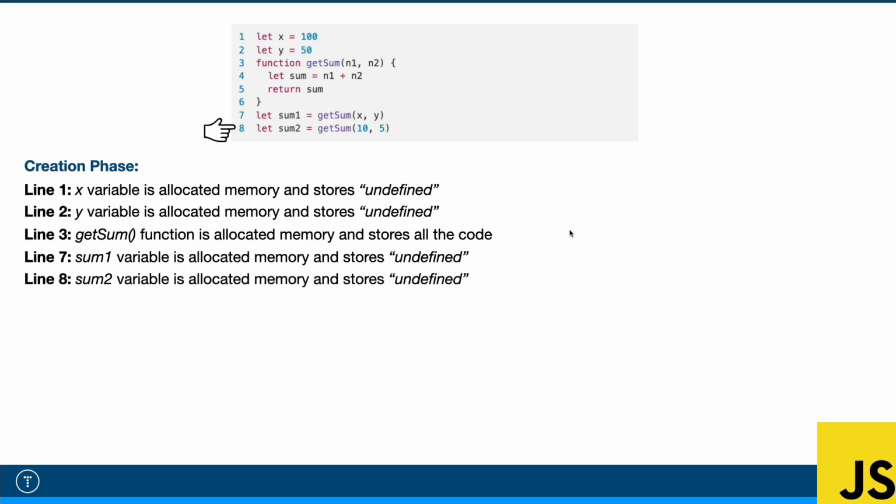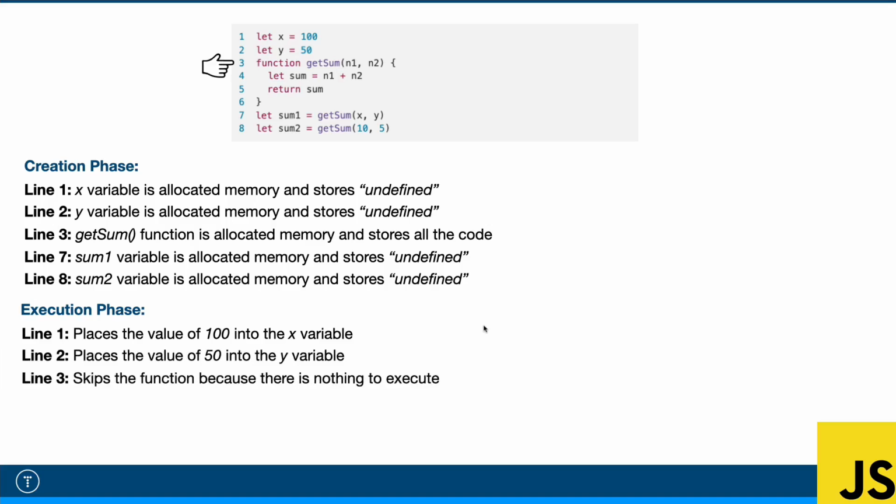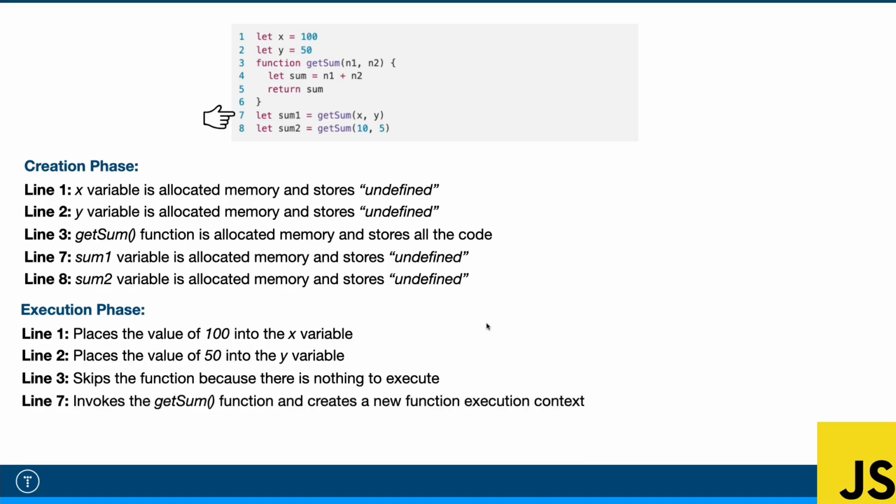Now what's going to happen is it's going to go through the execution phase. So it's going to go back to line 1, and in line 1 it's going to take 100 and put that into the x variable in memory. Remember, x is already in memory as undefined from the creation phase, but now that we're executing, it's going to put 100 in for x. Next, line 2, it's going to place the value of 50 into the y variable. Then it's going to go to line 3, but it's going to skip this function because there's nothing to execute. This is just a function definition. Then we go to line 7.